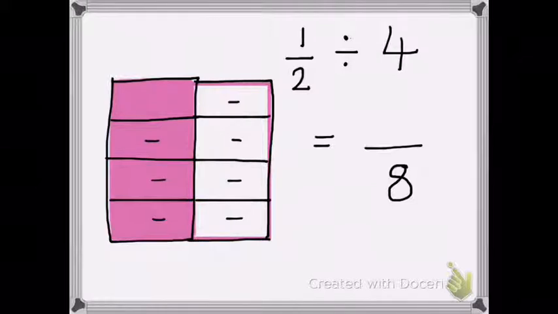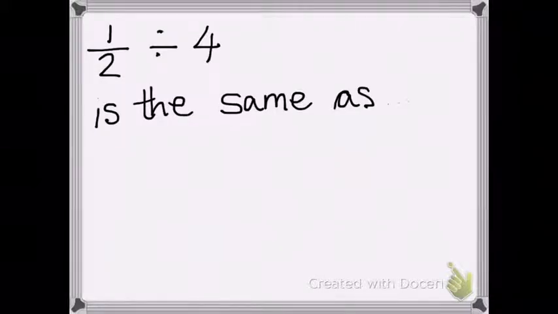And our 4 people are each going to have 1 piece. So they each have 1/8 of a whole cake. So a half divided by 4 is 1/8. If we think about this, a half divided by 4 is the same as saying 1/4 of a half.